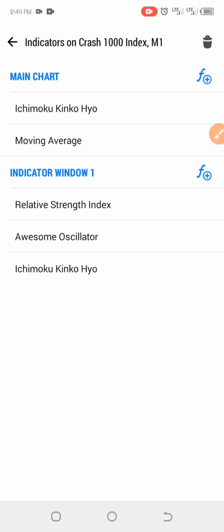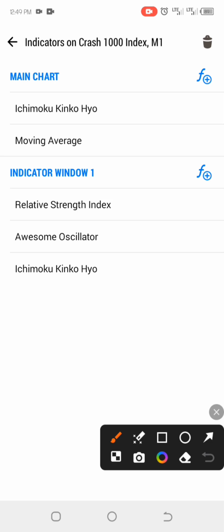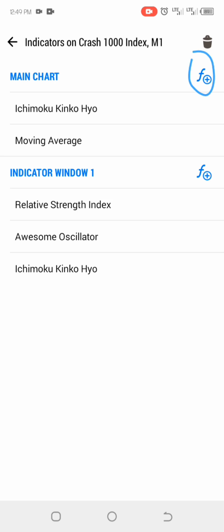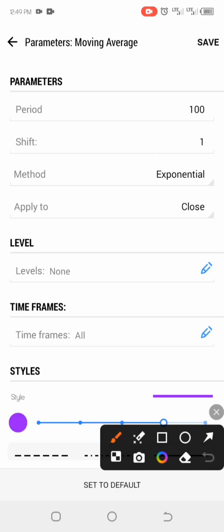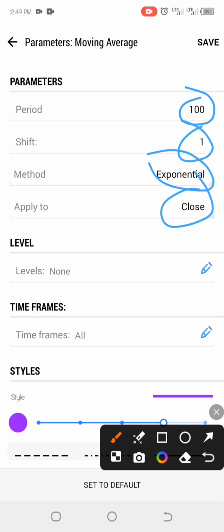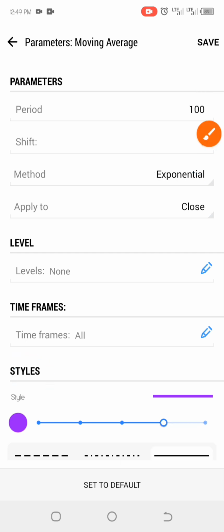Now moving on to the next indicator, which is the moving average. Click on the F plus, search for moving average, and click on it. Now the period is 100, shift is 1, method is exponential, apply to close. For the style, use any color of your choice, then click on save once you do that.